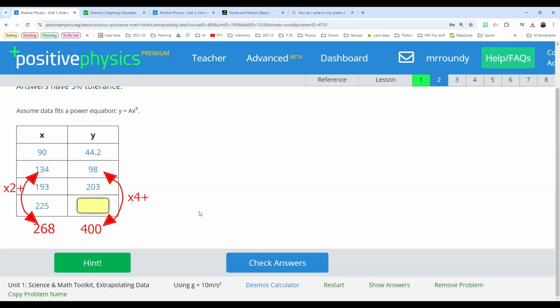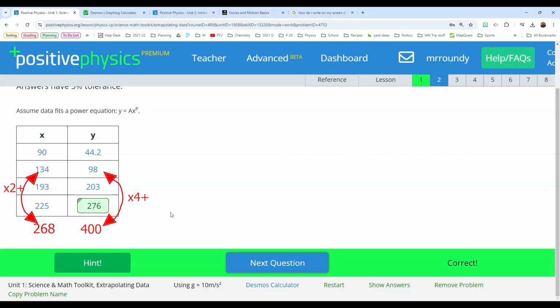We can try a few things here. We can try 250, that's less than 300. We got that wrong, so let's try something else in that ballpark. We'll try 275, and it turns out to be 276.